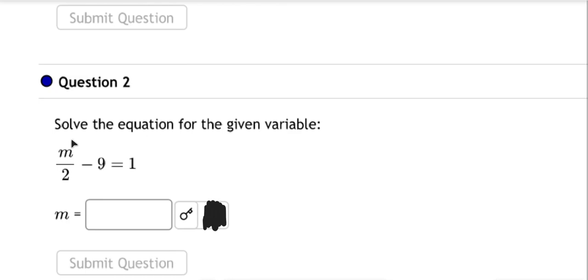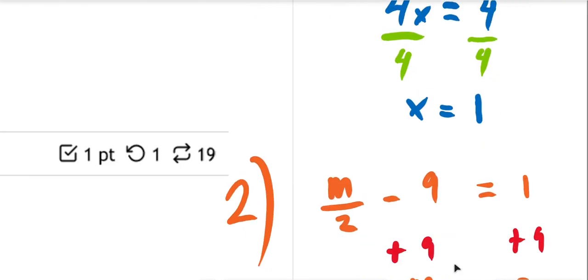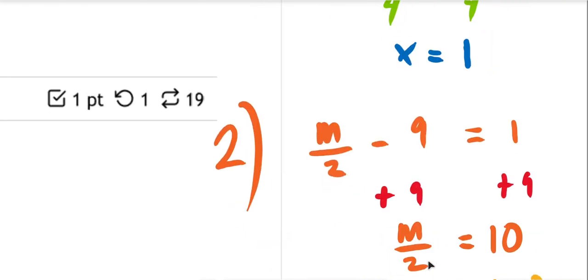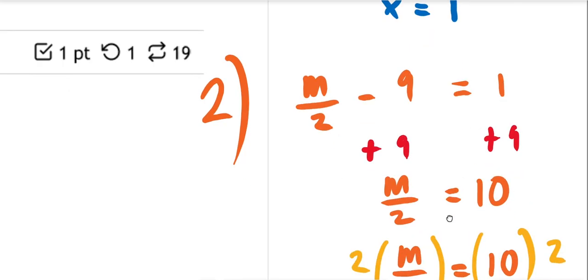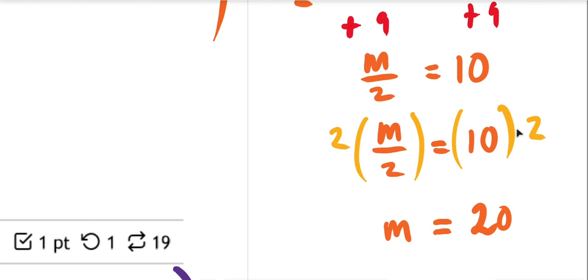Question number 2 says, solve this equation for the given variable. M divided by 2 minus 9 is equal to 1. Again, we want to start by copying the given problem. We could get rid of this dangling minus 9 by adding 9 to both sides. If I do that, I just have m over 2 is equal to 10. And then to get rid of divided by 2, we could multiply by 2 on both sides, and this gives me m is equal to 20.